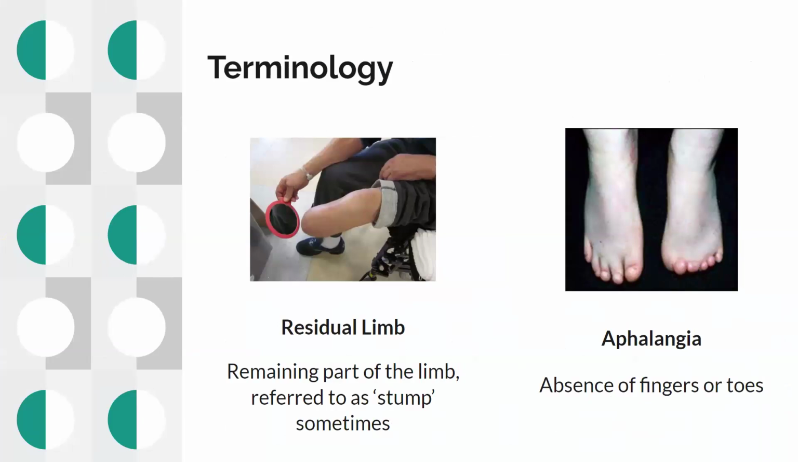Next up, we have some terms for you to use to describe a limb difference. You can only use these terms in the context of a project. Please do not use these terms to diagnose an actual kid when interacting with them. These terms are the residual limb, which refers to the remaining part of the limb, and it's also called the stump sometimes. Aphalangia is the absence of fingers or toes.